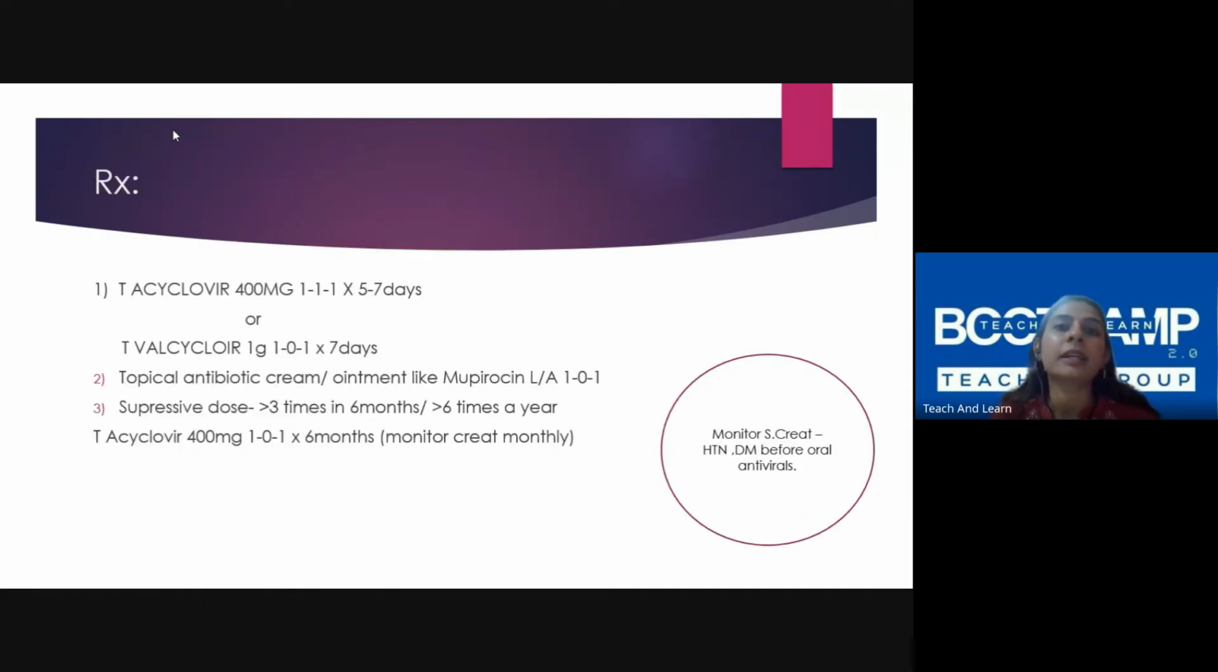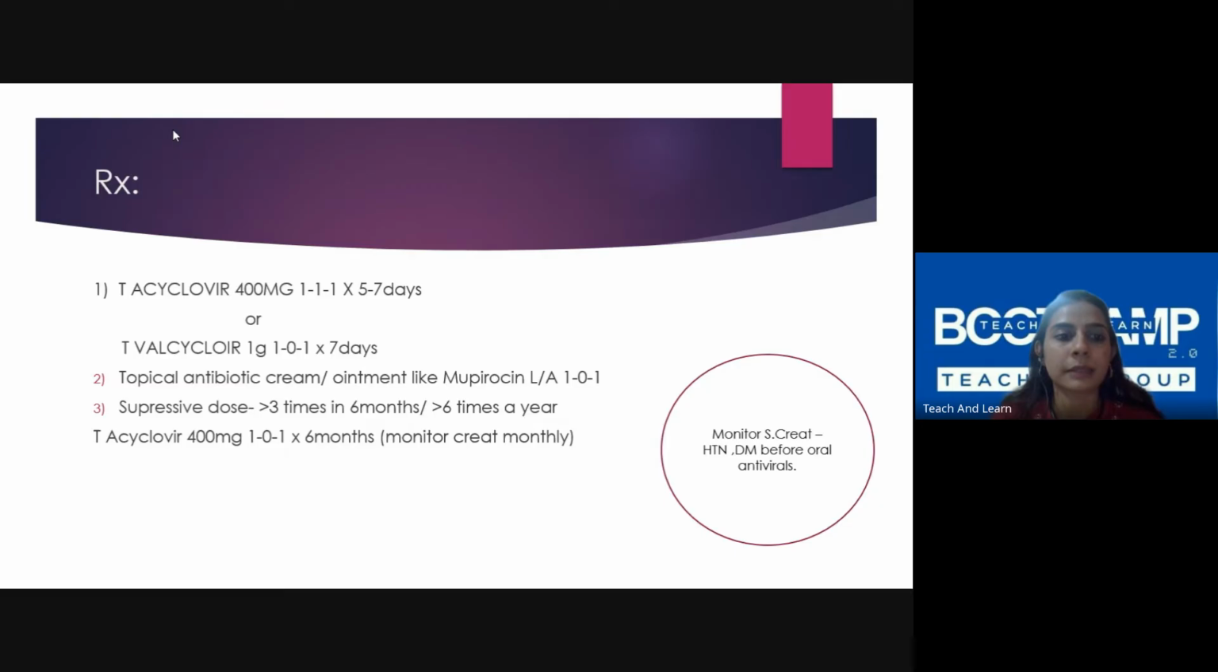Okay, now what treatment are you going to give them? You're going to give them acyclovir or valacyclovir. Acyclovir would be 400 mg thrice for 5 to 7 days. Valacyclovir would be 1 gram BD for 7 days. Now, topical would not be an antiviral, it is an antibiotic cream, or an ointment like mupirocin for local application twice a day.